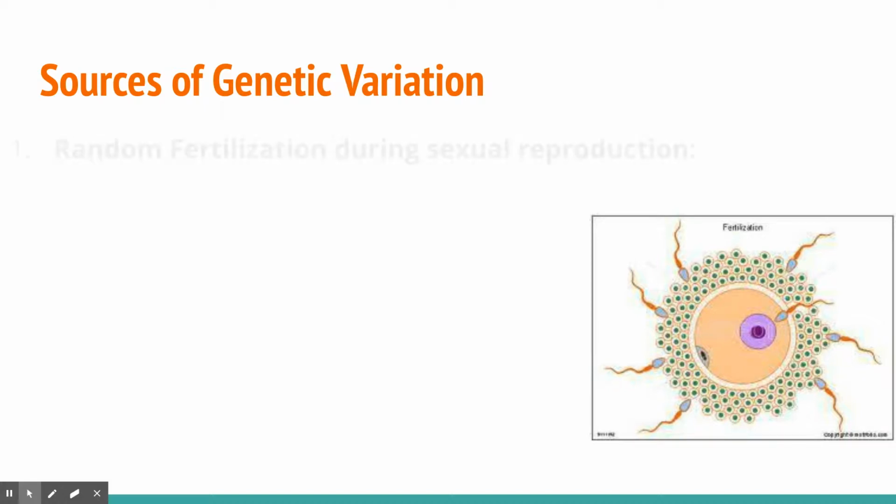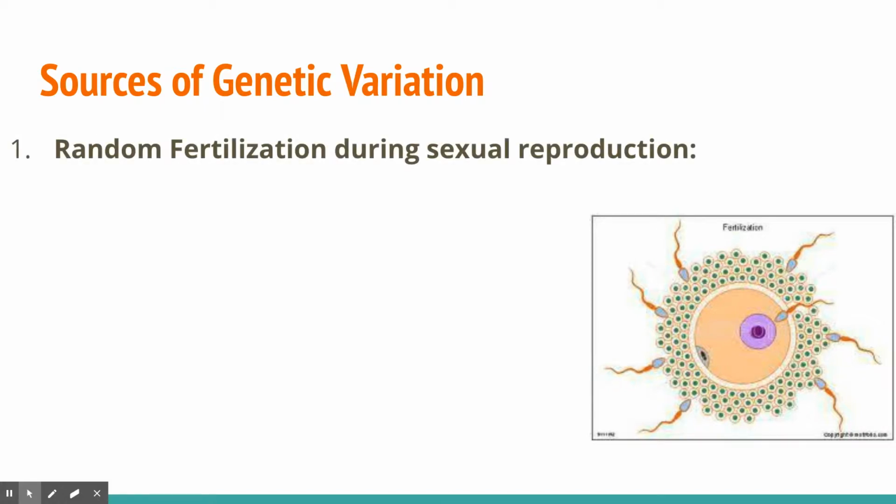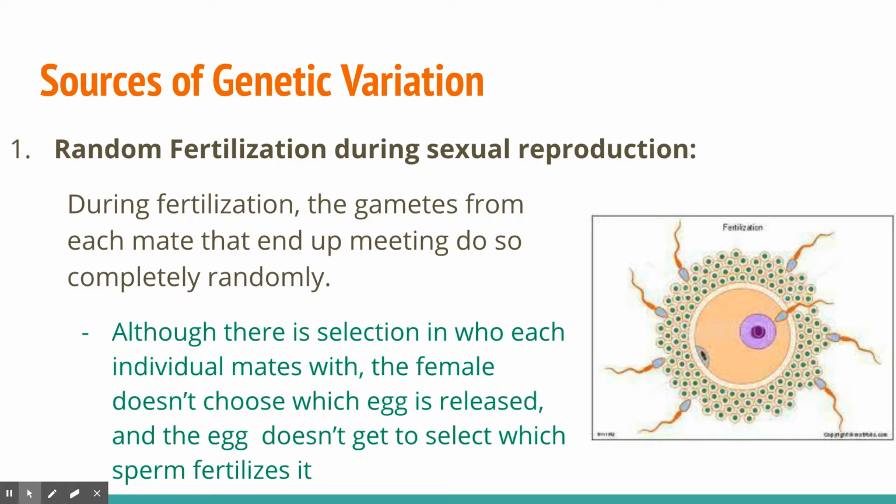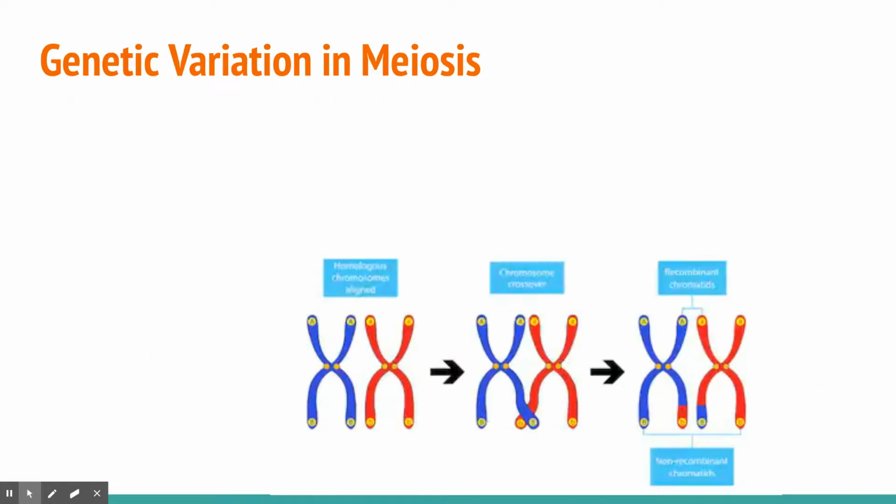So sources of genetic variation, we have, again, random fertilization during sexual reproduction. During fertilization, the gametes from each mate that ends up meeting do so completely randomly. And then, although there is a selection in who each individual mates with, the female doesn't choose which egg is released, and the egg doesn't get to select which sperm fertilizes it. So there's the randomization. It just randomly happens.